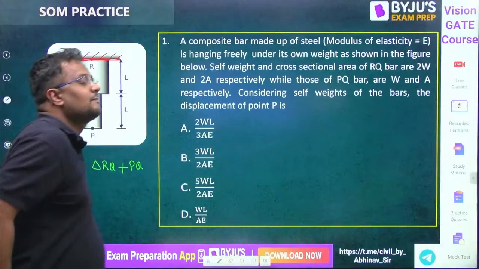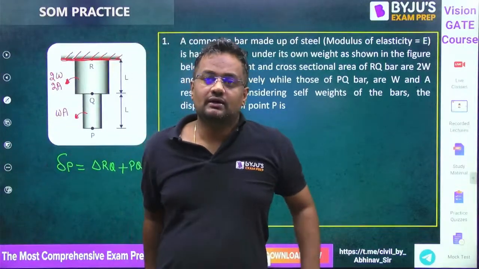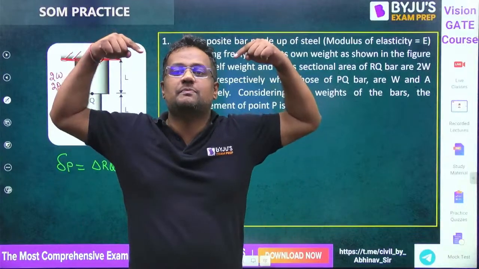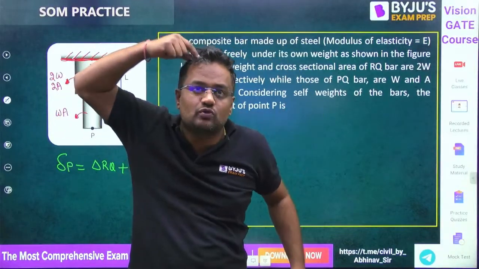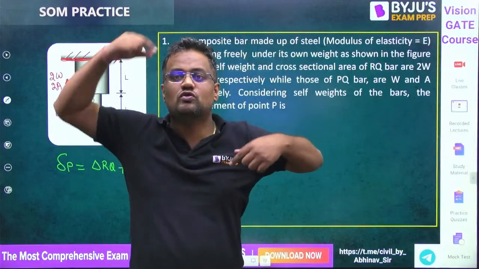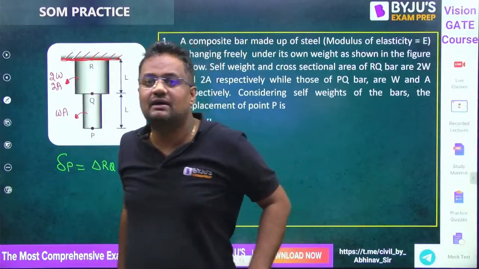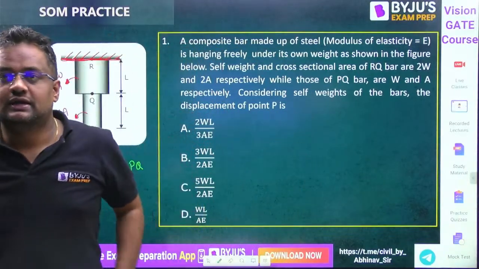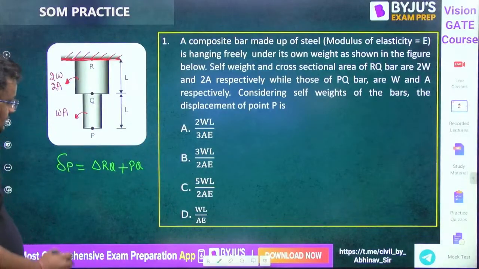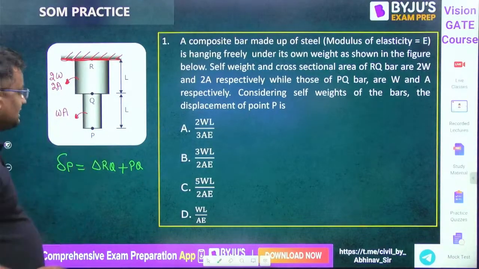Let me tell you guys. Suppose from childhood, my legs are increased by 7 mm. My upper body is increased by 3 mm. So this point is moved by 10 mm. Suppose my legs are moved by 7 mm, upper body is moved by 3 mm, so this is moved by 10 mm. Okay. So now delta RQ plus delta PQ.